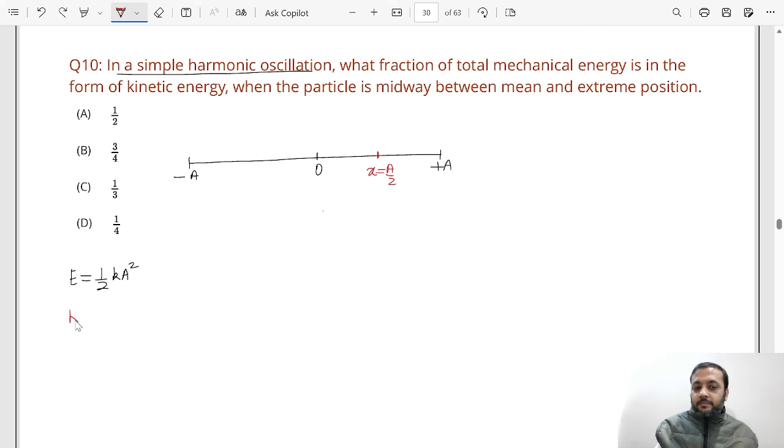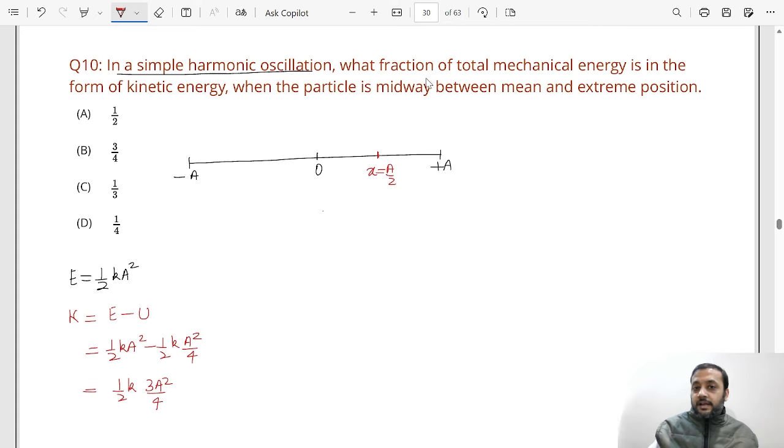So very simple, there are many methods. One way is that you can write kinetic energy as total energy minus potential energy. Total energy is half k a square, which remains constant, and potential energy U we know is half k into x square. x is nothing but a by 2, which means a square by 4. So half k x square. How much does the kinetic energy become? This becomes half k into 3a square by 4.